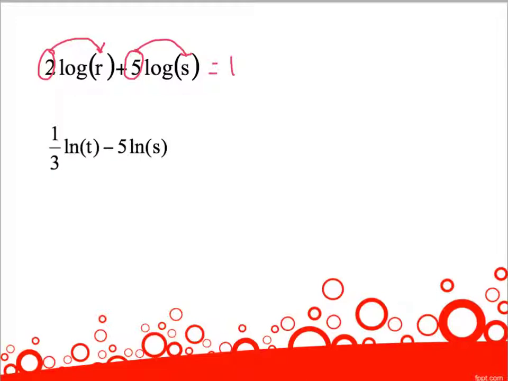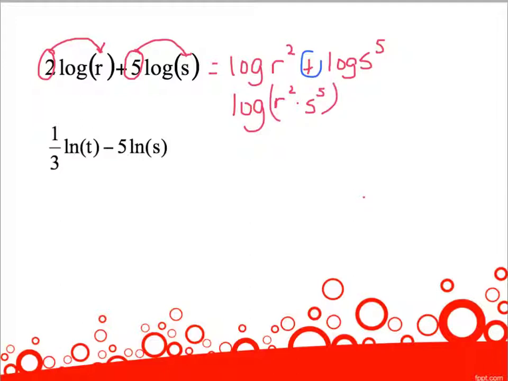So this becomes the log of r squared plus the log of s to the 5th. But then we have this addition sign, which tells me that I can put them together as multiplication. So it becomes the log of r squared times s to the 5th. Notice that there is only one logarithm in the final answer. All right, let's look at another one.